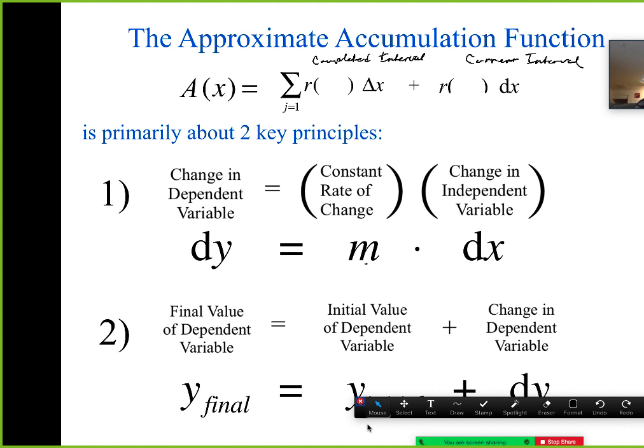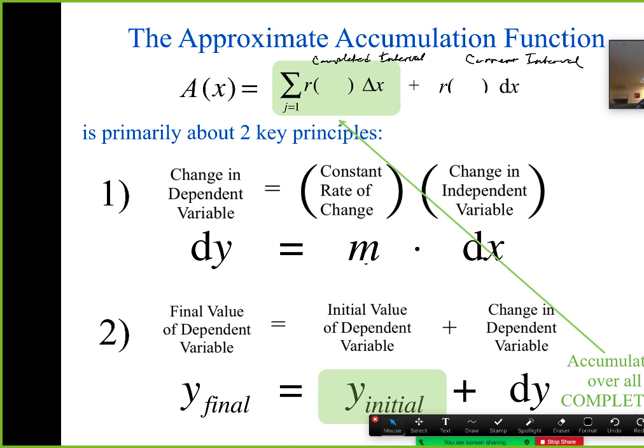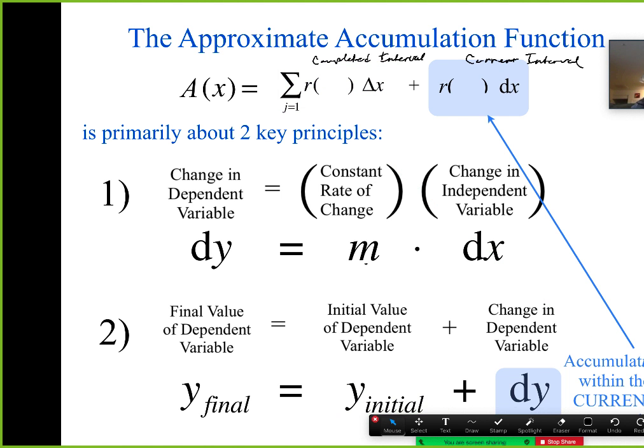So y final equals y initial plus dy. And so we can think of the completed intervals as already accumulated, like a lump sum. All the accumulation that's happened through completed intervals has already happened, and then plus the amount that's accumulating in the current interval, the current change, right? Okay. So that's just a little overview of that.